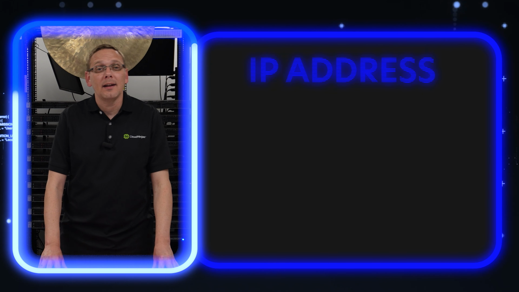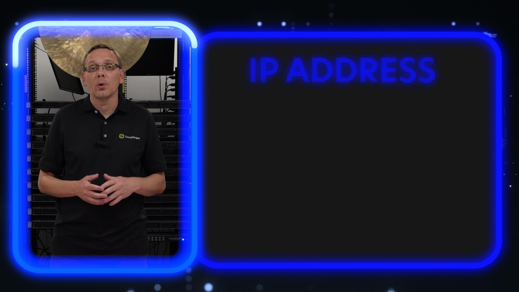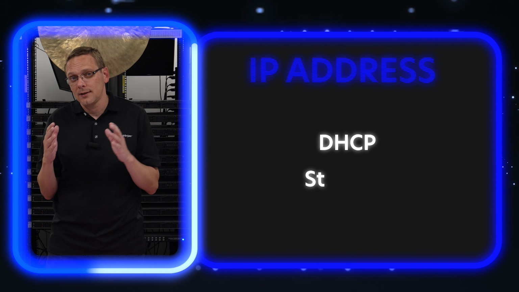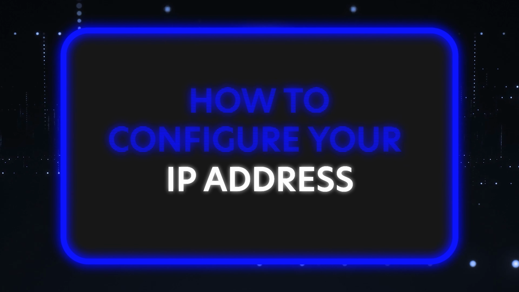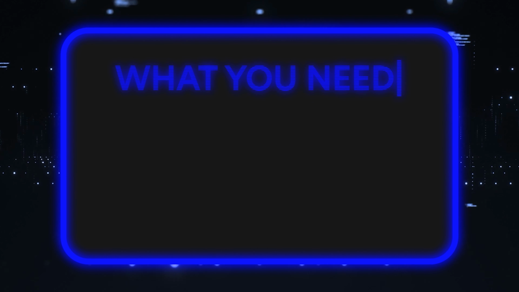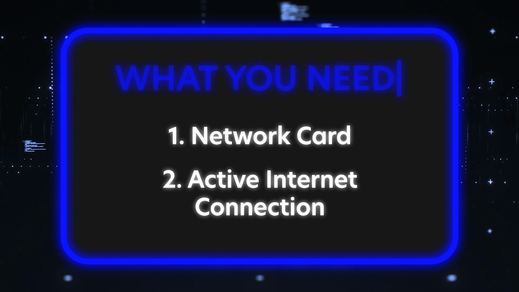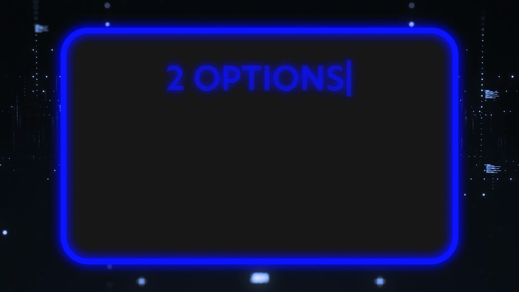This video is going to be dedicated to updating your IP address, and we're going to do it two different ways. We're going to enable DHCP and static IP. Let's get going. All right, we're going to show you how to set the IP address on your Dell PowerEdge server. You will need a network card and an active network connection, and there's two different options for setting your IP address, and we're going to show you both options.